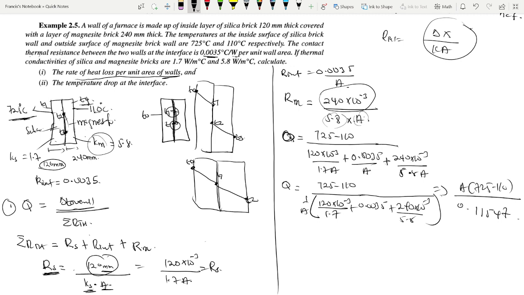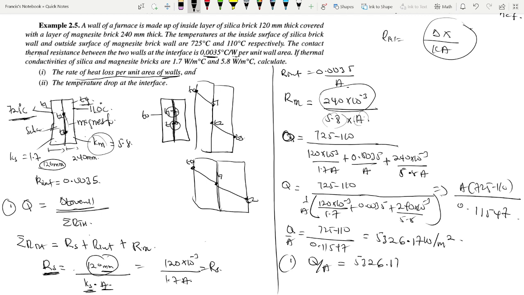0.11547. Now we want the heat per area, so you can divide Q by the area, right, and get Q over A is equal to 725 minus 110 all over 0.11547. And this will give us 725 minus 110 divided by 0.11547. And then we're going to get 5326.17 watts per meter squared. So our heat transfer per area is 5326.17 watts per meter squared.